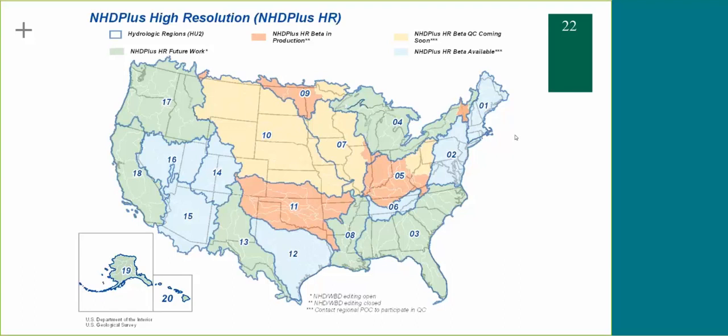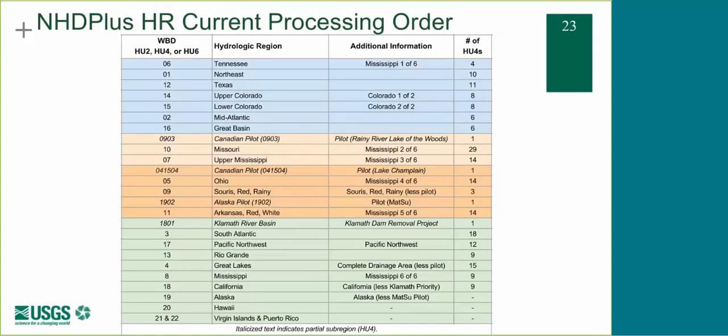In the orange or the coral areas, depending on your screen, this is where we're preparing data for NHDPlus creation. And so we like to limit editing in these areas, close editing a little bit, so that we can prepare the data for delivery to the contractor. And then in the yellow areas, but really all areas, okay? The USGS is actively seeking volunteers for our beta review and QC, and we'll talk more about that later in the presentation.